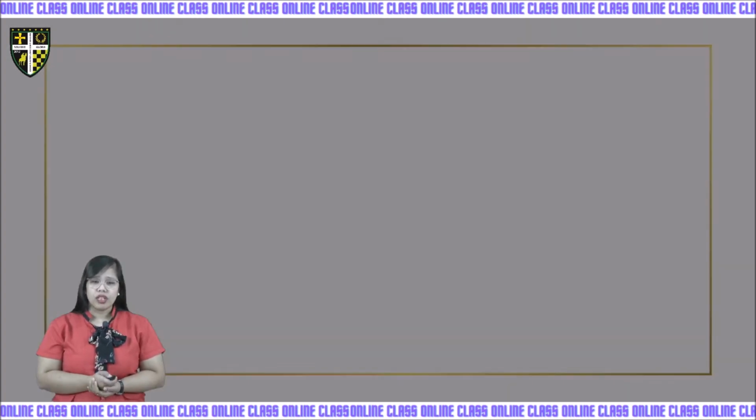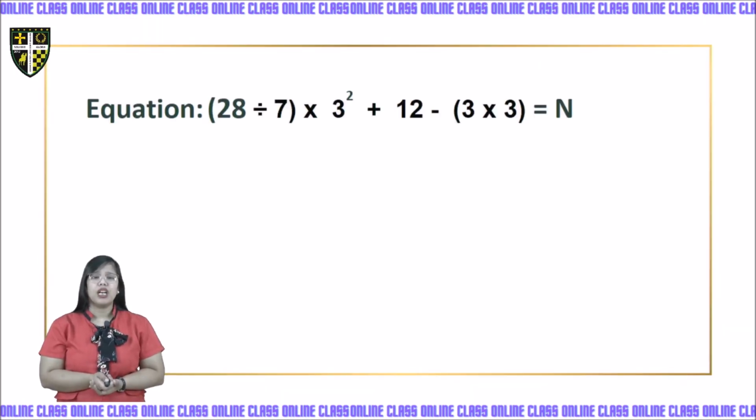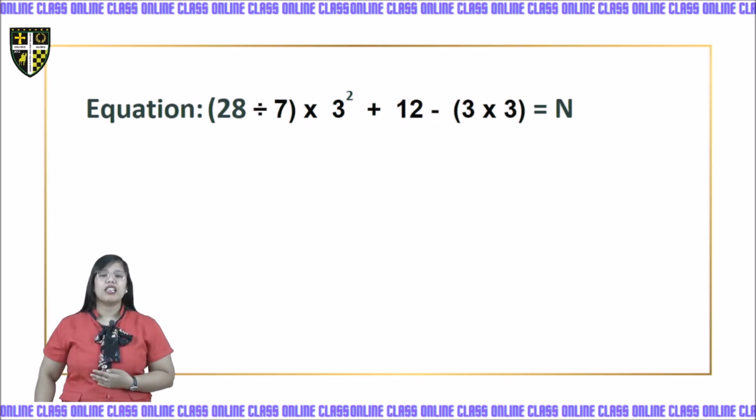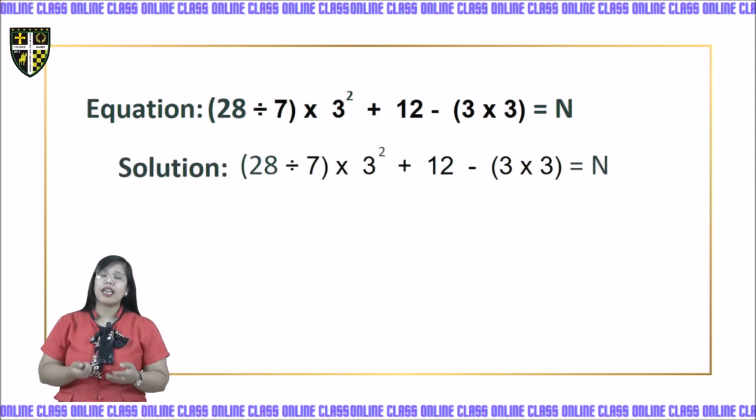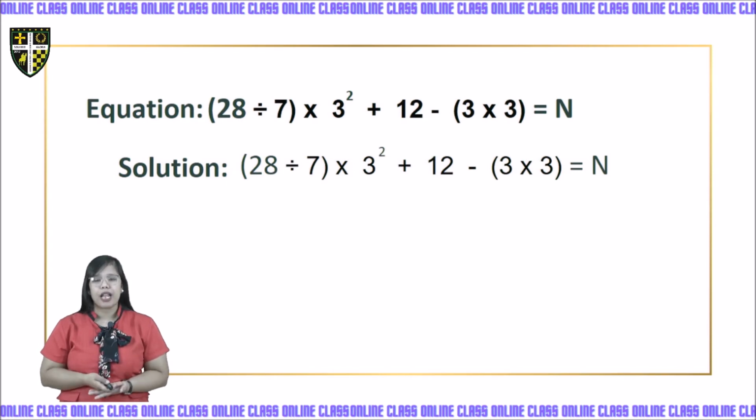22. Next, we have the quantity of 28 divided by 7 times 3 squared plus 12 minus the quantity of 3 times 3 equals n. So we have now the solution. Again, we need to follow PEMDAS.